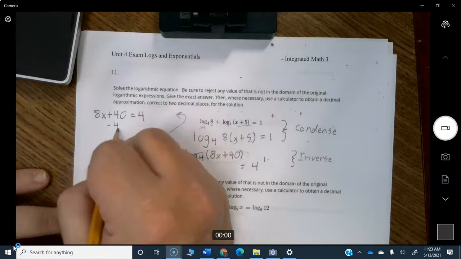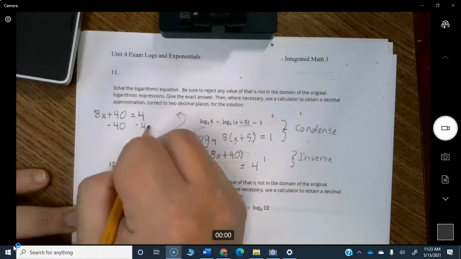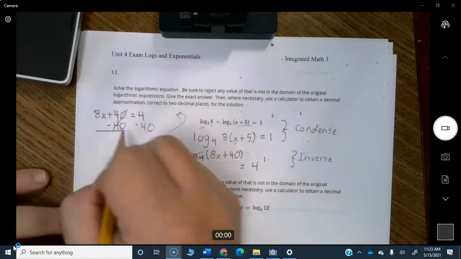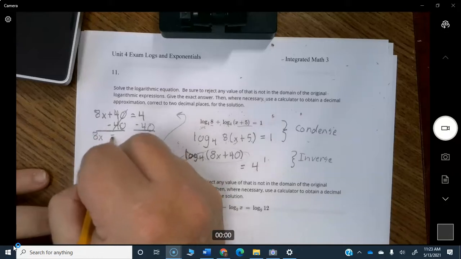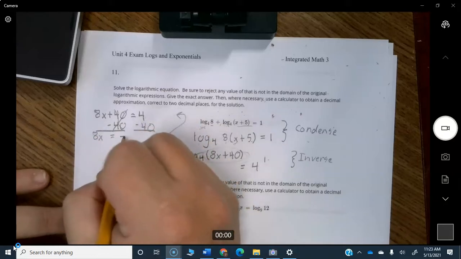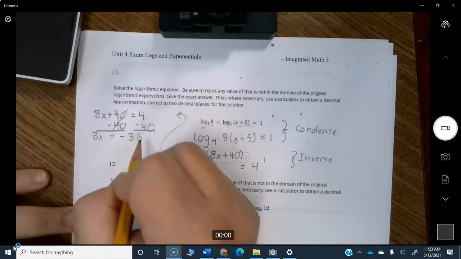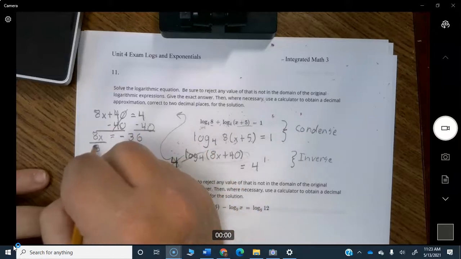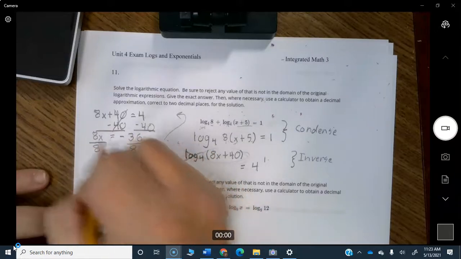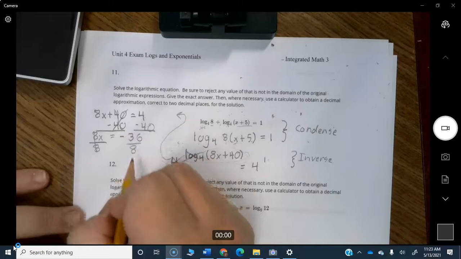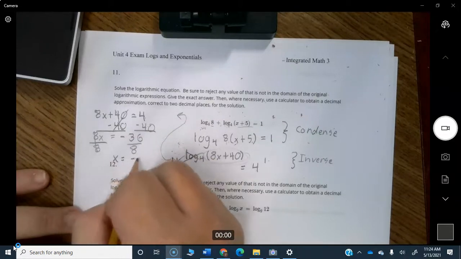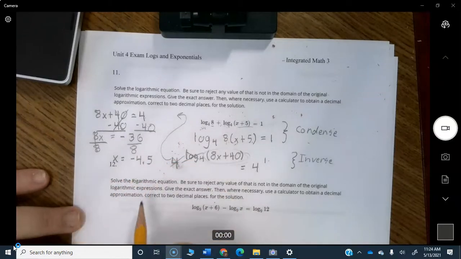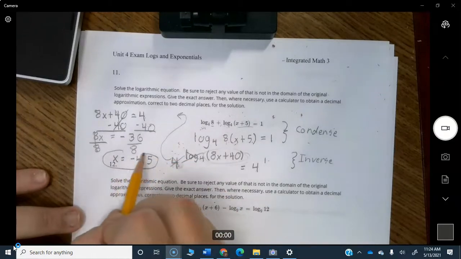I'm going to subtract 40 from both sides. This cancels. This becomes 8x. And this becomes 4 minus 40 is negative 36. Now I'm going to divide both sides by 8. These cancel. 36 divided by 8, if you do that on the calculator, you're going to get negative 4.5. Okay? And that's your final answer.